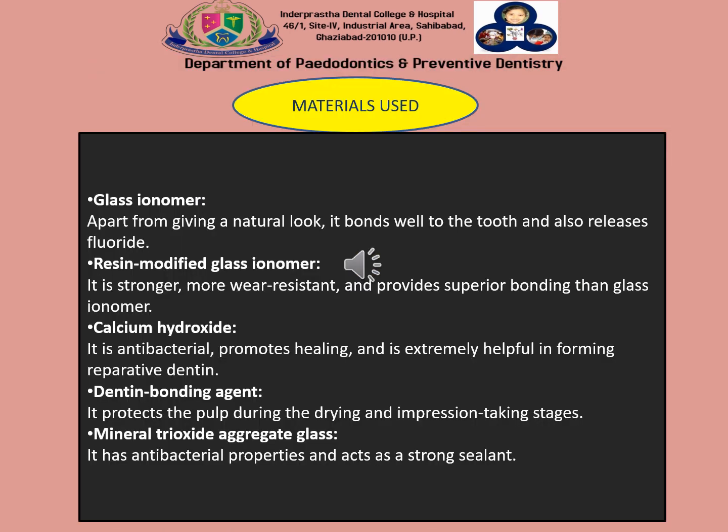Now let's look at what materials are used. Glass ionomers give a natural look, bond well to the tooth and also release fluoride. Resin modified glass ionomers are strong, more wear resistant, and provide superior bonding than glass ionomers. Calcium hydroxide is antibacterial, promotes healing and is extremely helpful in forming reparative dentin.